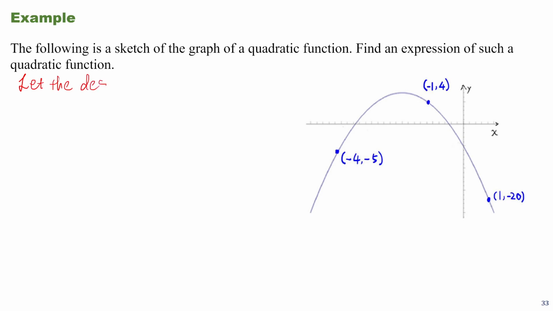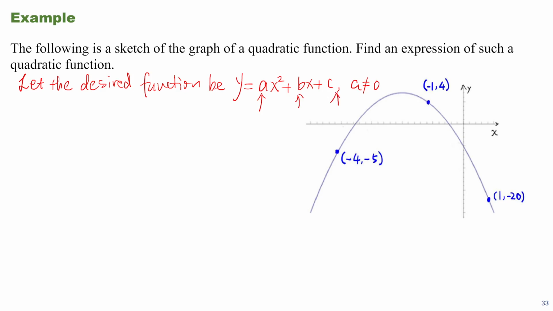the desired function be general form, y equals ax squared plus bx plus c, where a is not 0. This is a general form of a quadratic function, right? Note that there are 3 unknown parameters, a, b, c, you need to solve, right?